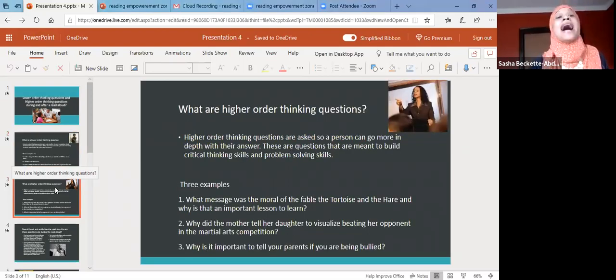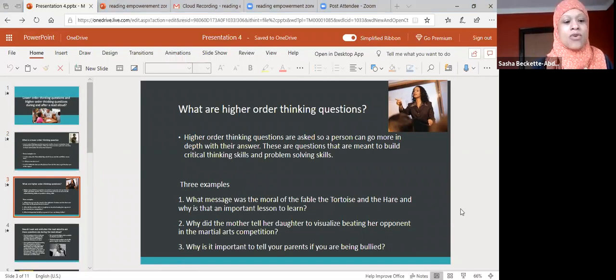Here's the next slide. What are higher order thinking questions? Higher order thinking questions are asked so a person can go more in depth with their answer. These are questions that are meant to build critical thinking skills and problem solving skills.